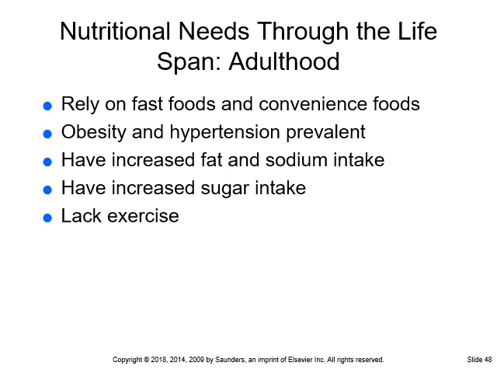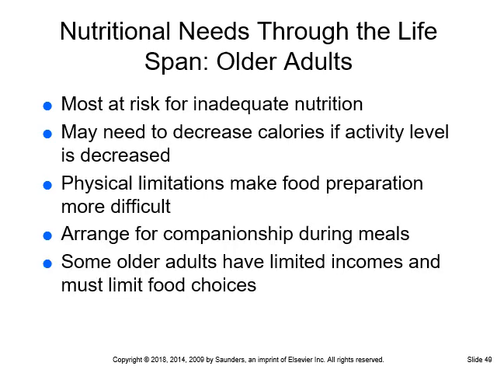Medical problems such as obesity and hypertension are prevalent during early and mid-adulthood. This can be attributed to stress, poor eating habits, and lack of exercise. Older adults are the group most at risk for inadequate nutrition. Many factors influence their eating habits. Factors include economic status, physical disabilities, chronic diseases, access to food sources, and physiologic changes.